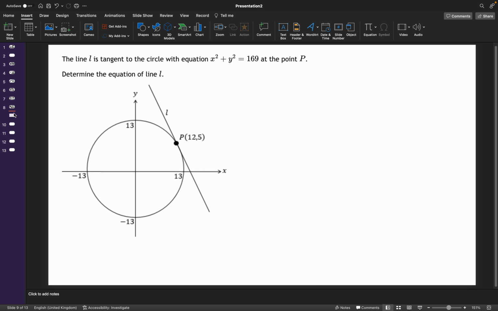Pretty easy, right? The line L is a tangent to the circle with the equation x squared plus y squared equals 169. That's the equation of the circle. That means the center is 0, 0.